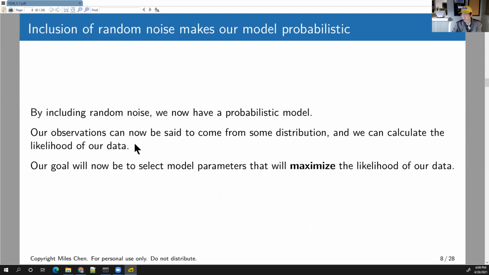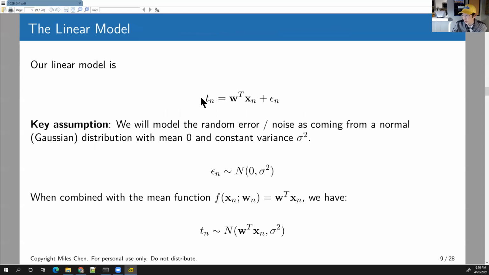So this is a probabilistic model, and therefore the observations we have come from some kind of distribution, and we're going to try to calculate the likelihood of the data itself. What we want to do is select the model parameters that will maximize the likelihood of our data. Whatever data we have, we ask what values are going to maximize this. Here is our linear model: the linear part plus the error.